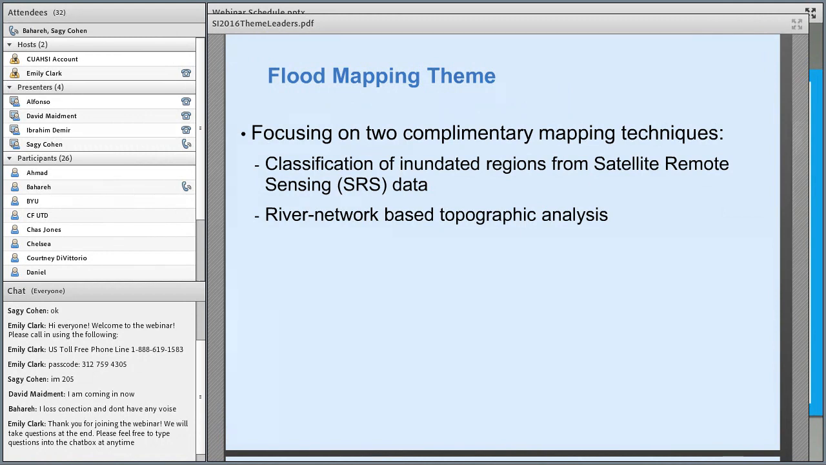two main complementary mapping techniques that we're going to use, and I'm going to finish my bit, I guess, with the application of these techniques. So the first one is using satellite remote sensing data to classify and therefore map inundation, and later David will, I hope, pitch in and talk about his idea about river network-based topographic analysis. So I'm going to start talking about using satellite remote sensing data to map flood inundation.